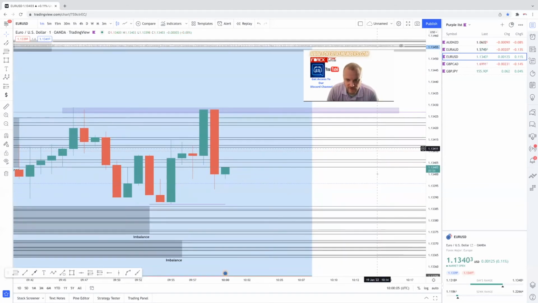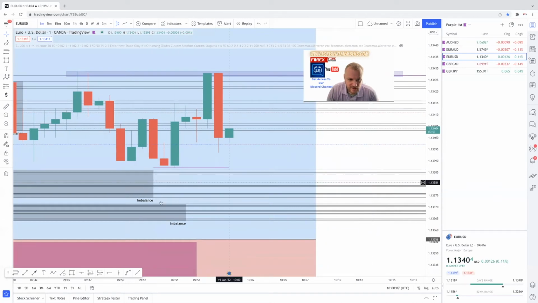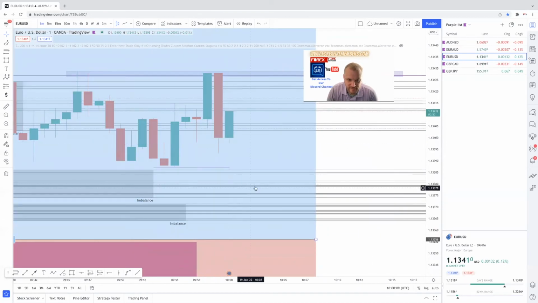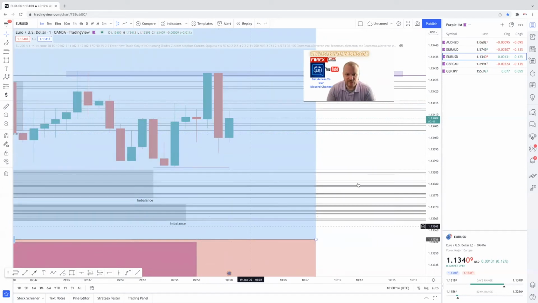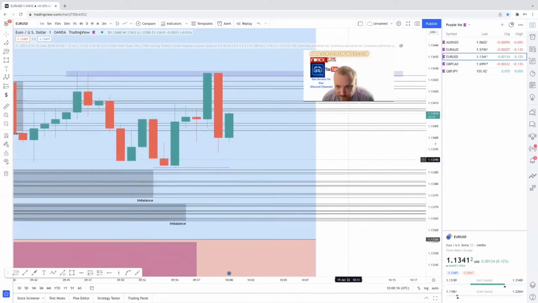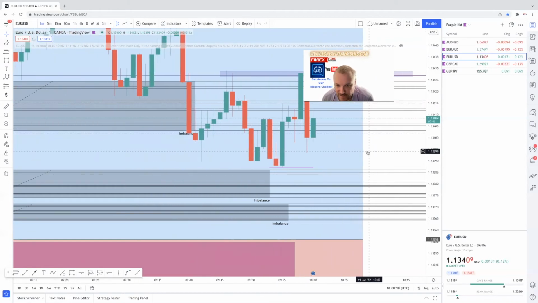Again, we've still got imbalance, none of which has been mitigated yet. Imbalance, none of that's been mitigated yet. And then we've got the entry point on the bottom. And let's just take a look at this as well.